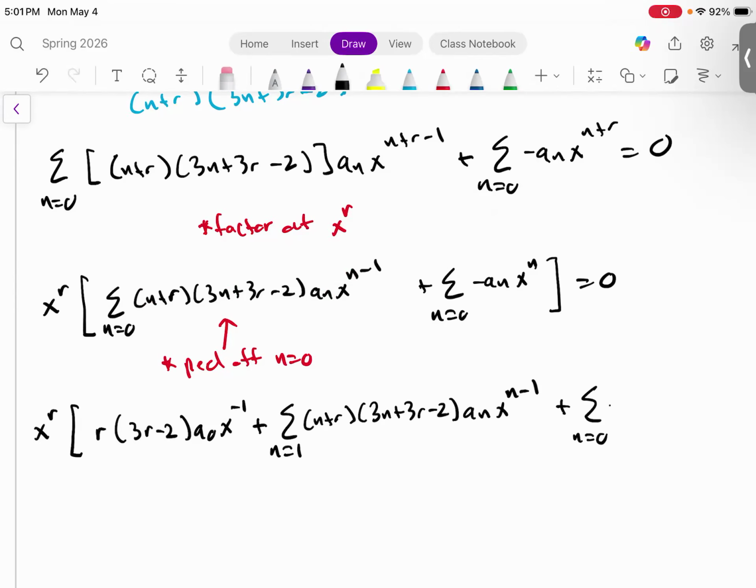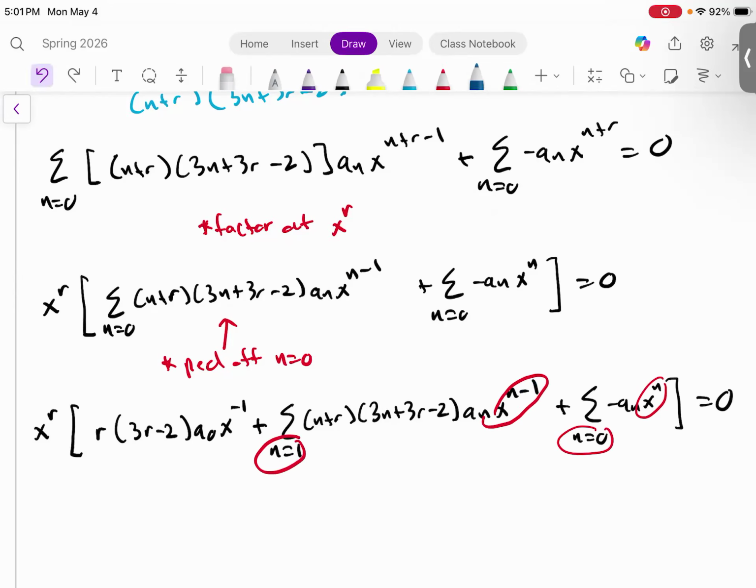Okay, and let me just copy down the rest of this line. All equals 0. Okay, good. So remember, we want to have the same index. We want to be x to the n. So I have x to the n minus 1 here, and I have n equals 1. So the perfect way to kill two birds with one stone is index shifting, all right? So if I index shift, this n equals 1 would go to n equals 0, and this would go to just x to the n.